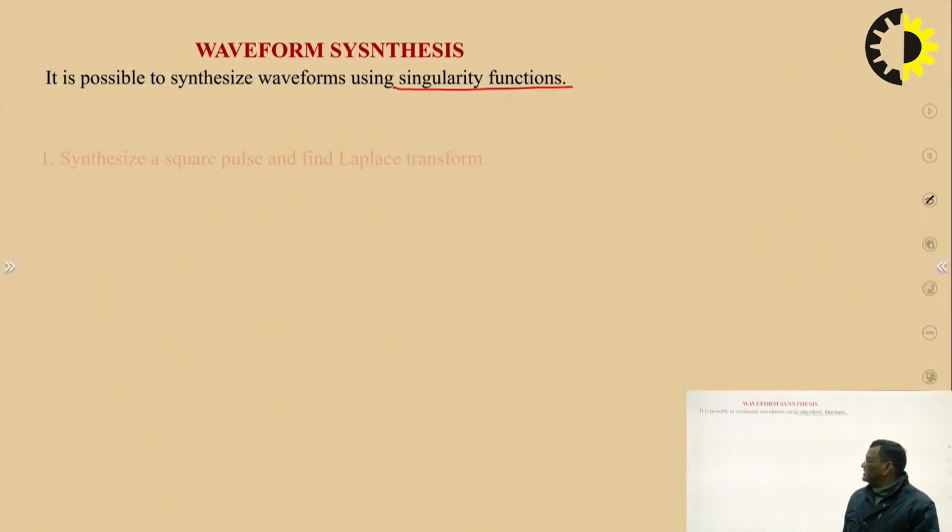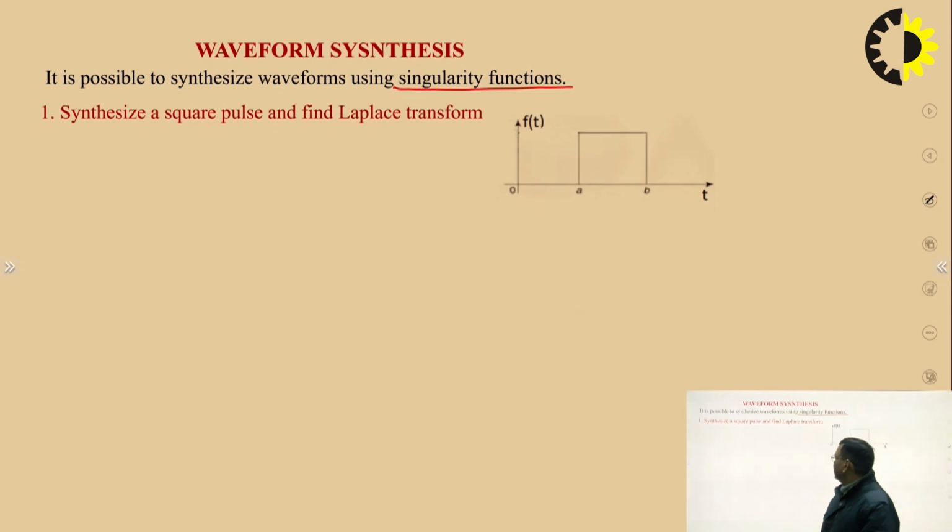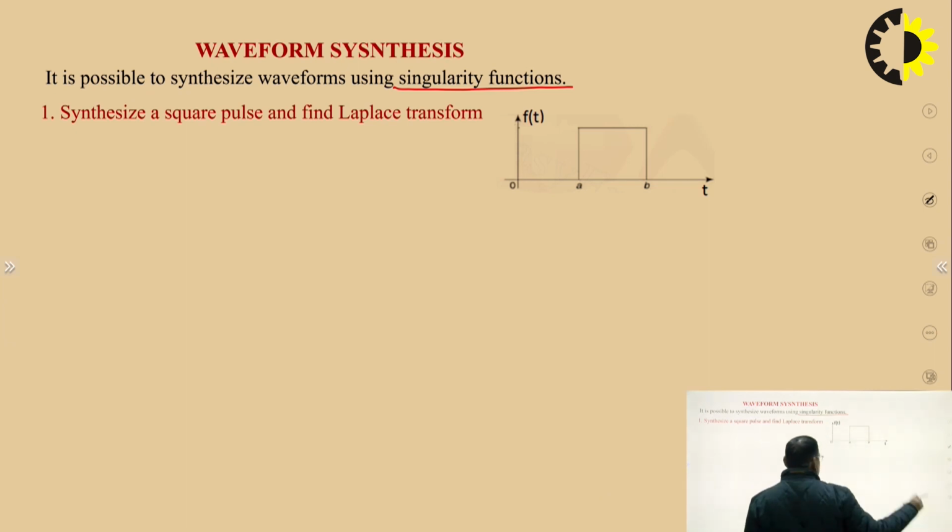So start with something very simple. Take this very simple square pulse. This pulse starts at t is equal to a and terminates at t is equal to b. This particular square pulse we have to synthesize using the step function.